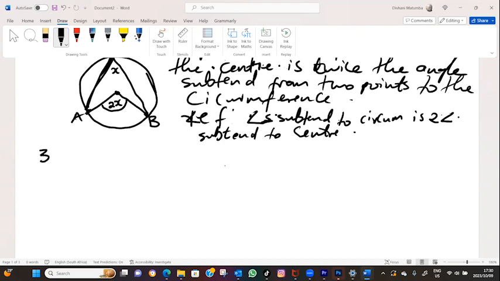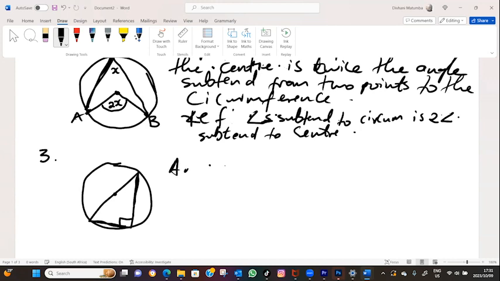Okay. Number 3. What we know is that the angle subtended by the diameter is 90 degrees. We have this situation. If I draw a diameter, if I can draw a line to the circumference, then back to the other end of the diameter, that angle there is always 90 degrees.